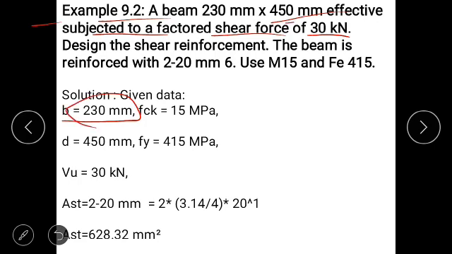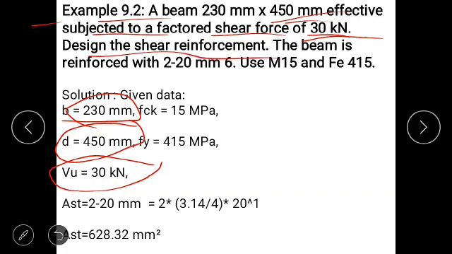450 mm means effective depth is given, so effective depth is 450 mm. 30 kilonewton factored shear force means VU is already given, 30 kilonewton. We have to design shear reinforcement here.